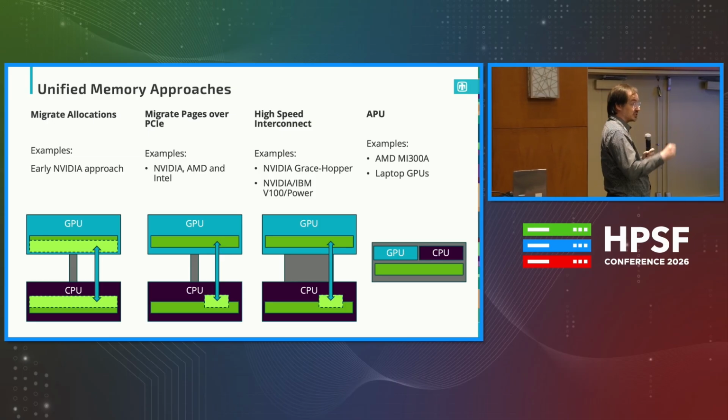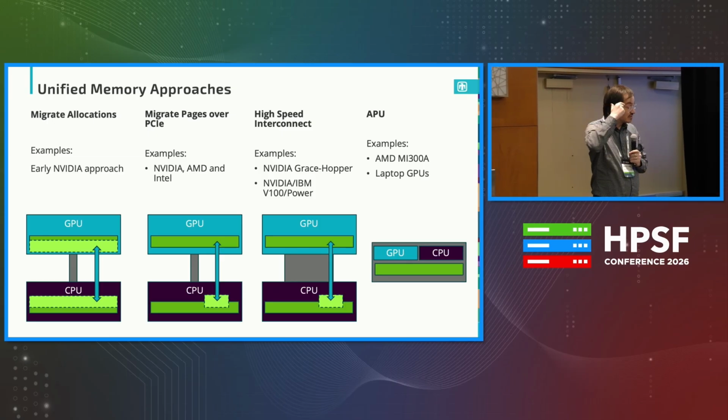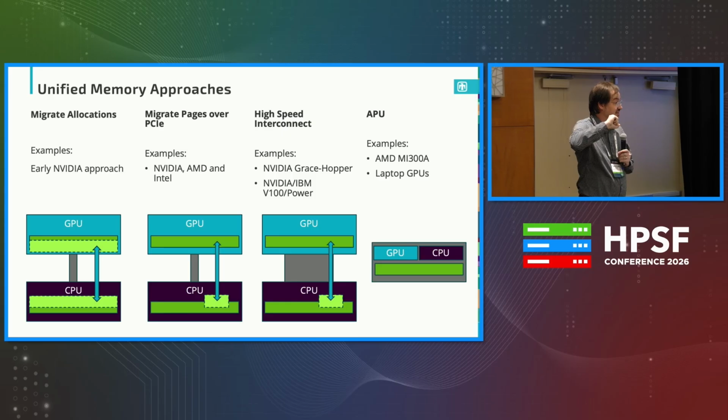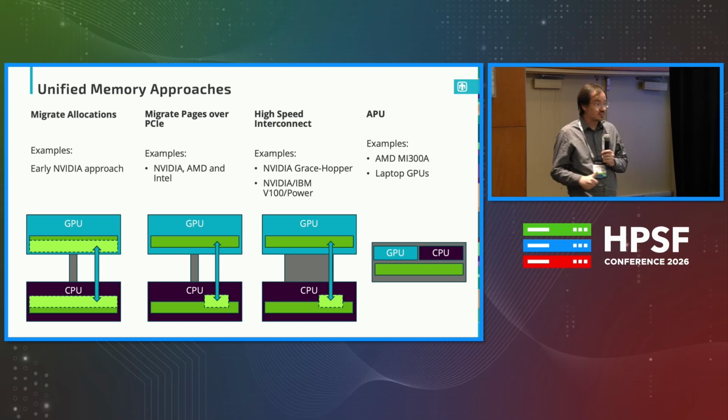So you have a big allocation, and what it then does is it migrates pages when they get accessed, either on the CPU or on the GPU, into its attached memory. And it does that on a page by page basis.